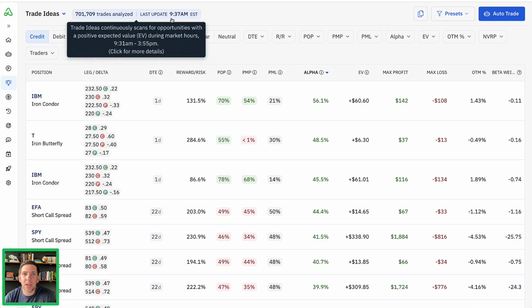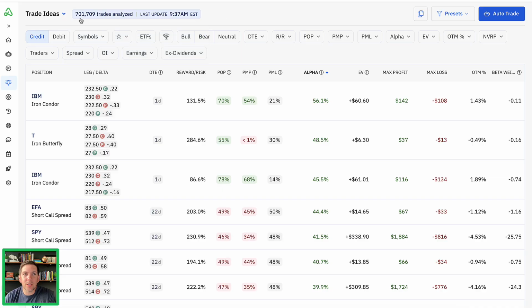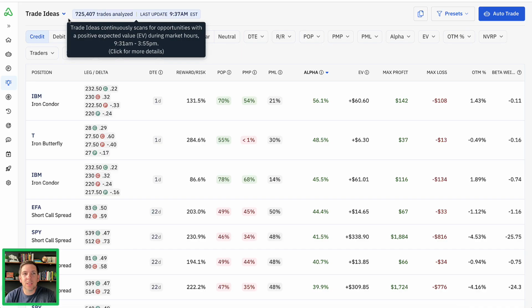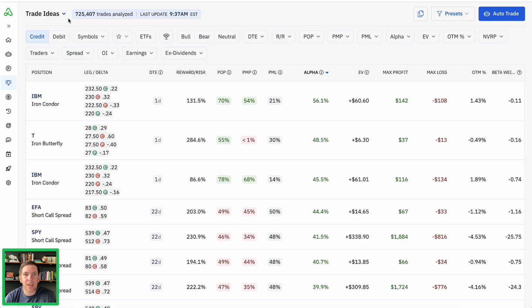So you can see the market opened just a couple minutes ago, and it's already calculated and run through 700 and counting trades inside of Trade Ideas. Now, this is a different way of finding iron condor trades. Rather than you picking and choosing the strikes, you're going to surface those trades that make sense in this market.